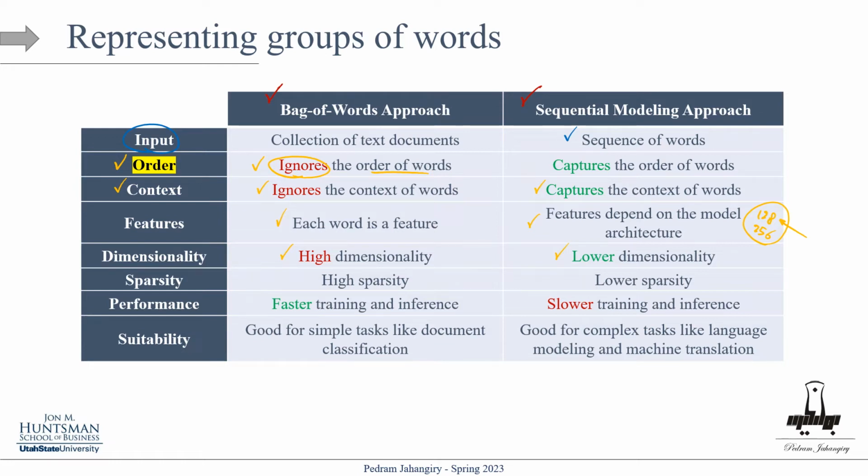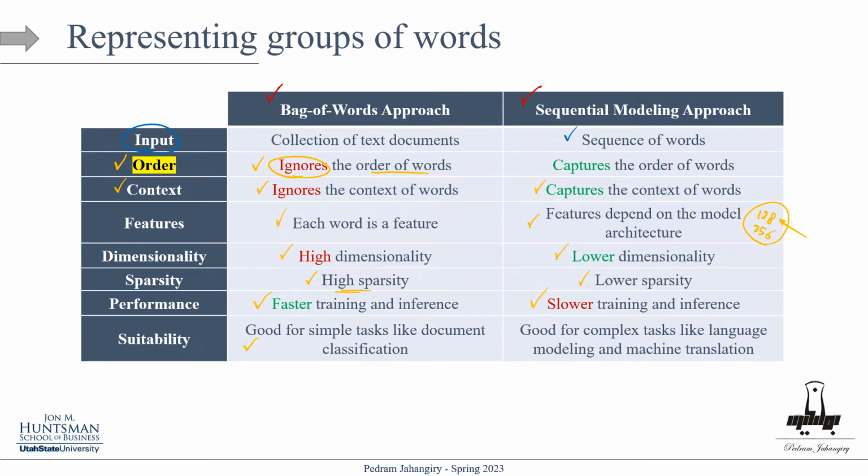Sparsity: bag of words is going to be highly sparse. Sequential modeling has lower sparsity, and because bag of words has high sparsity, it's going to be faster. There are going to be lots of zeros and ones, which is easier for the computer to calculate. So bag of words has faster training and inference, compared to the sequential model, which has slower training and inference.